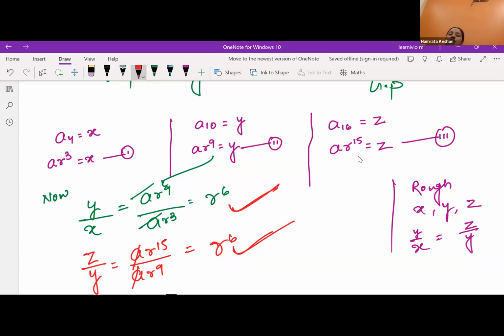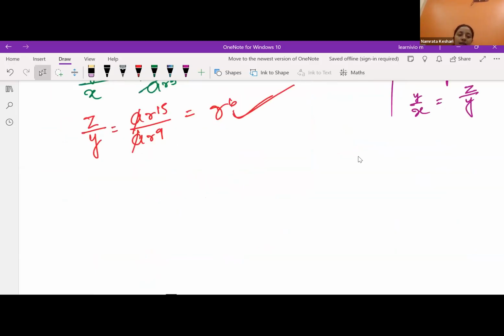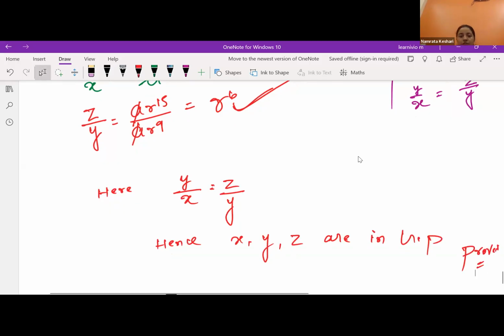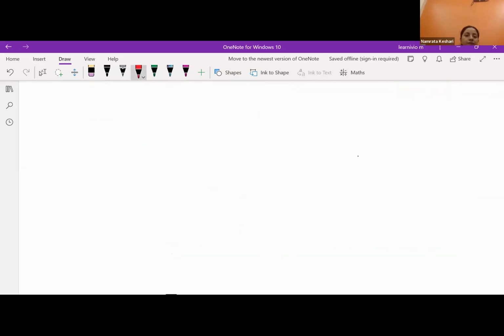The moment you are able to understand the question really well, then you will be able to figure out what you have to do over here. X, Y, Z are in GP. That means we will say that here Y by X is equals to Z by Y. Hence, X, Y, Z are in GP. Proved. Any confusion so far? No, ma'am.